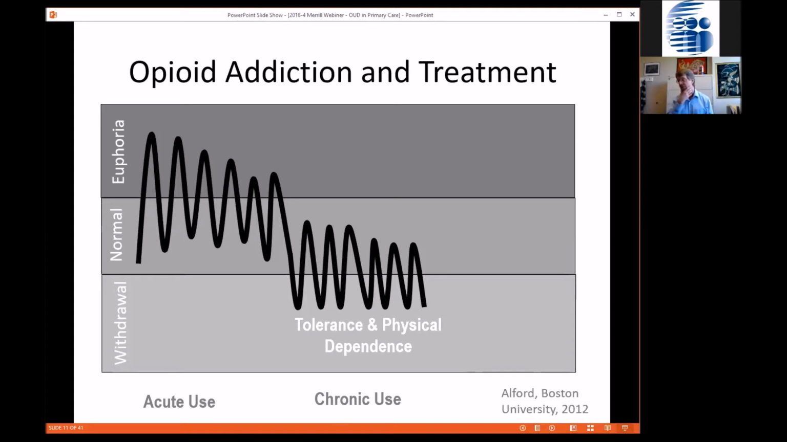And most patients that we see coming into treatment are in this situation where they're not really using to get high anymore. They're using to avoid withdrawal, which, although it's not life-threatening from a medical point of view, feels like it's life-threatening. And it goes on a long time.